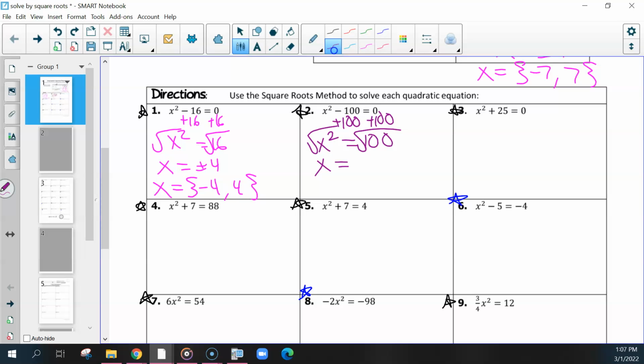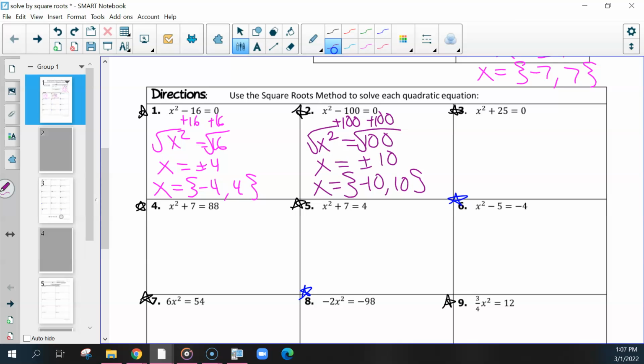Again, we're missing something? Plus or minus 10. And then our solution set, x equals negative 10, positive 10. So both of these are really the answer, but this is the answer form that it needs to be in.